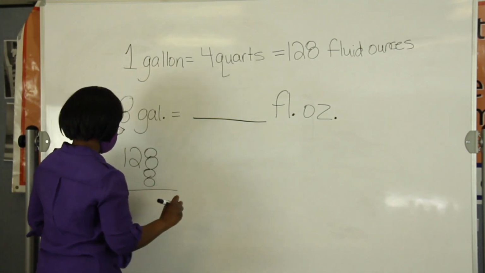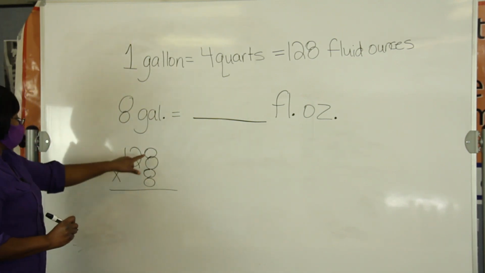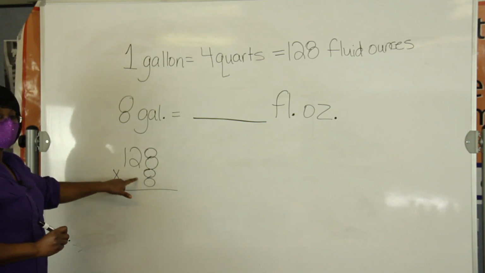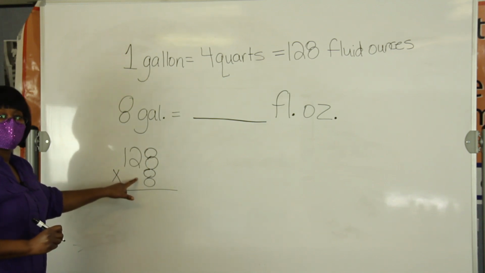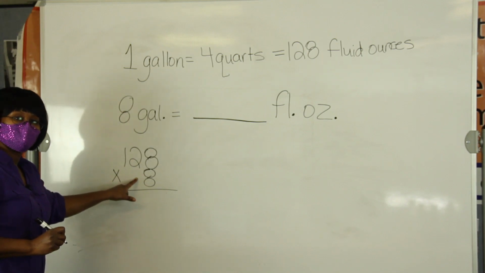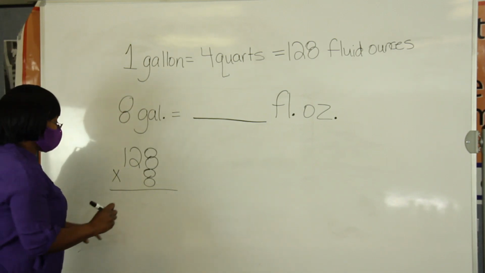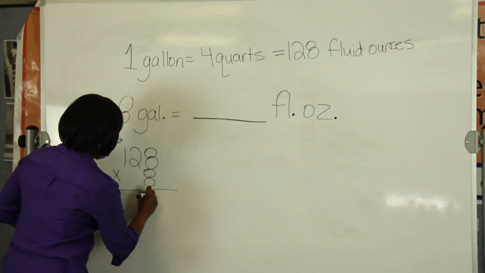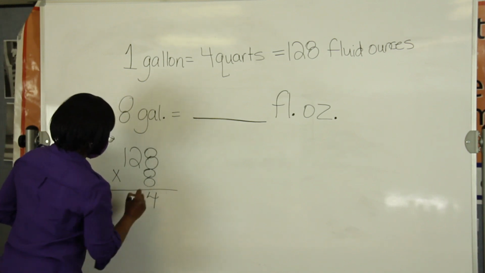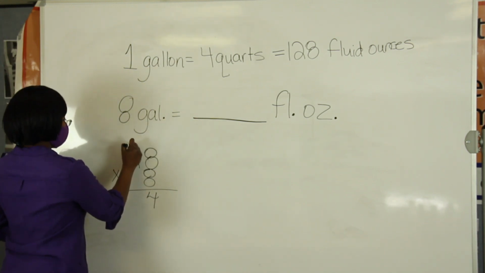So I hope you know your math facts. 8 times 8. 8 times 8 is 64. Shut your mouth and say no more. Some people like to say that. So if we know it's 64, we're going to put the 4 here, carry the 6 up top.